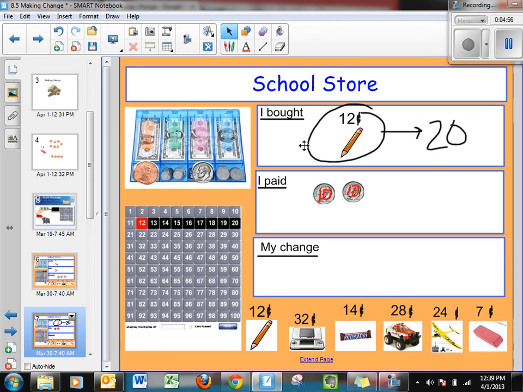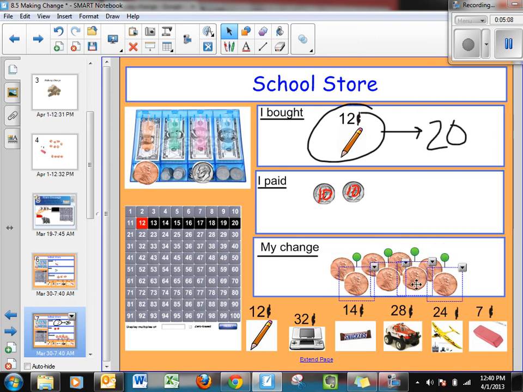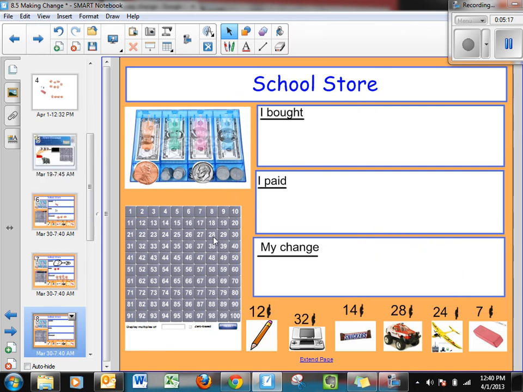So that means in order to get my change back, that person that I paid should give me a total of 8 pennies back to give me my change. So there's 4, and then we'll go ahead and add some more quickly. So you can see here now I have 1, 2, 3, 4, 5, 6, 7, 8. So that's my change. Let's do one more problem to finish today up.